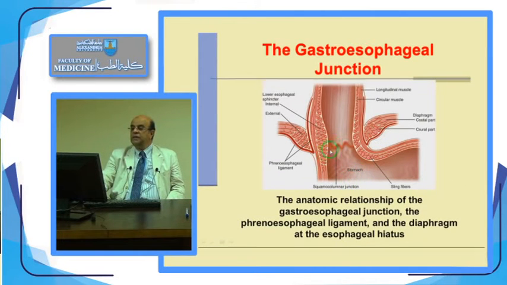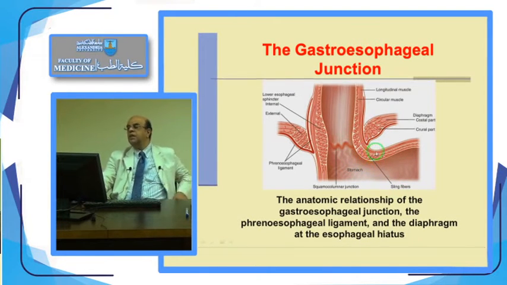So this is the squamo-columnar junction, this is squamous epithelium, this is columnar epithelium, this is the Z line, a serrated, irregular line between the esophageal mucosa and gastric mucosa. These are the longitudinal muscles, these are the circular muscles, and then come the sling fibers of the cardia, which play an important role as we discussed, and this is the diaphragm.